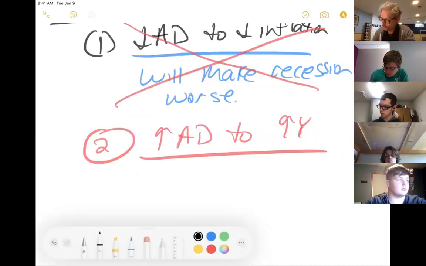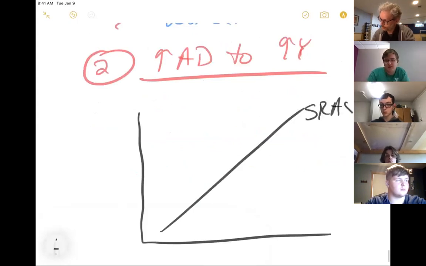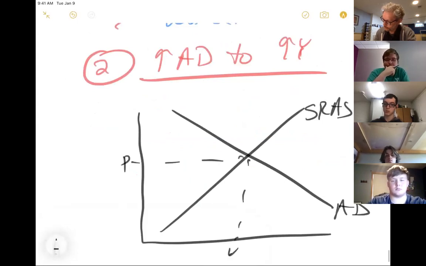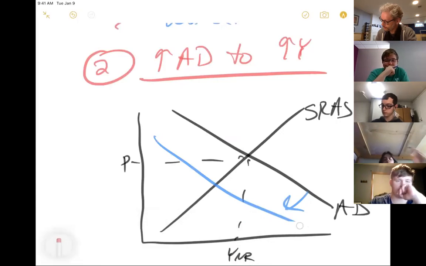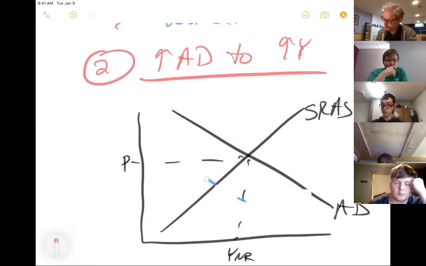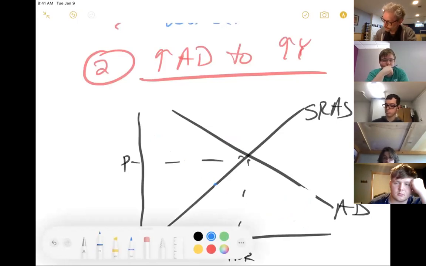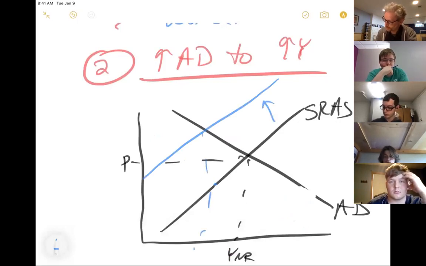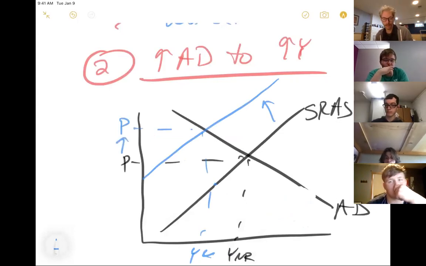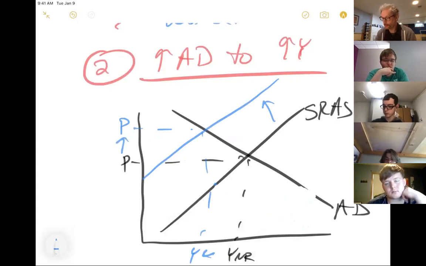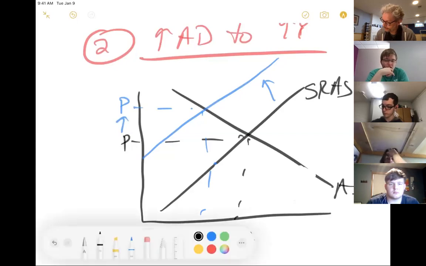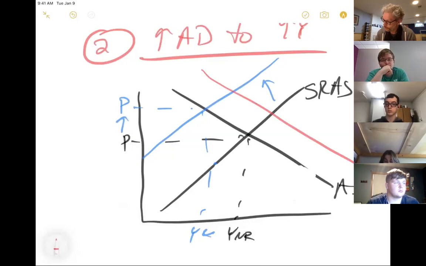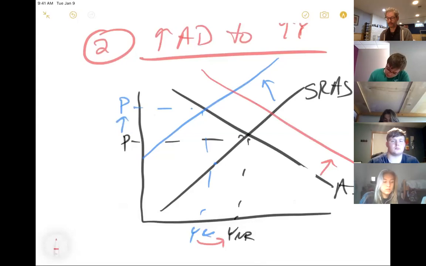So let me recreate my graph here. Start this again. Short run aggregate supply fell. And we go into recession. And inflation goes up. So what's the response? Well, particularly what the Fed did was the Fed said, we don't want a recession. What are we going to do? We are going to stimulate aggregate demand. We are going to try to use aggregate demand to drive output back up.